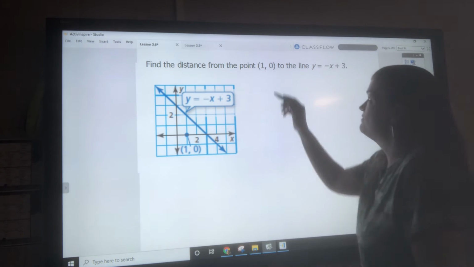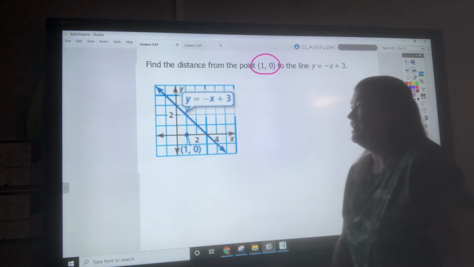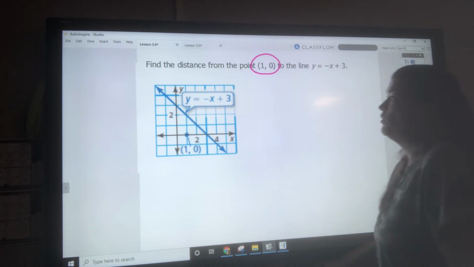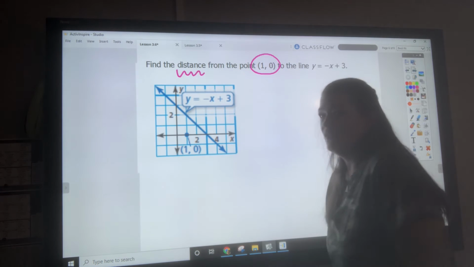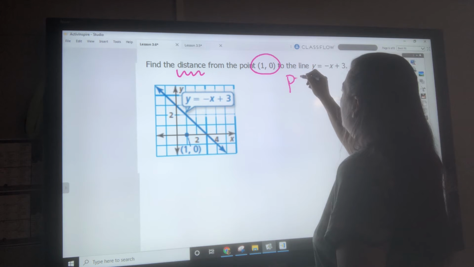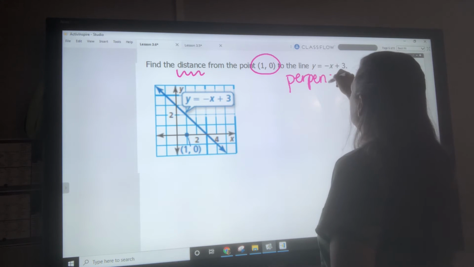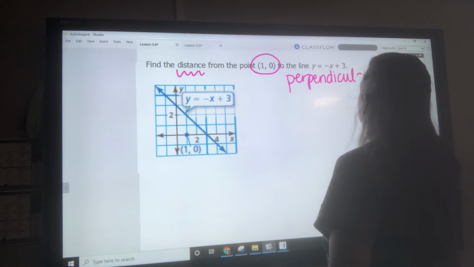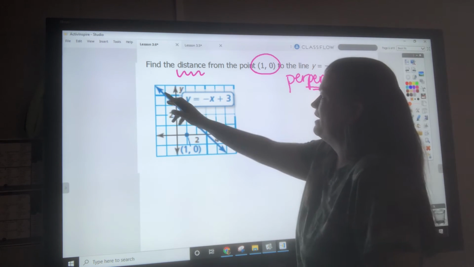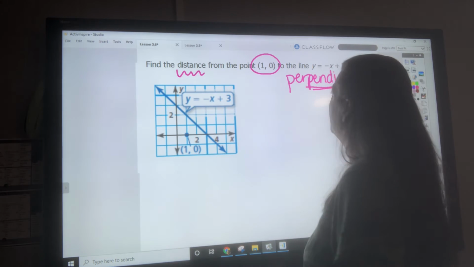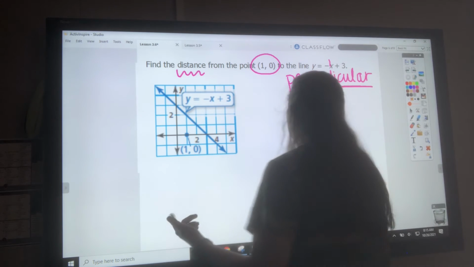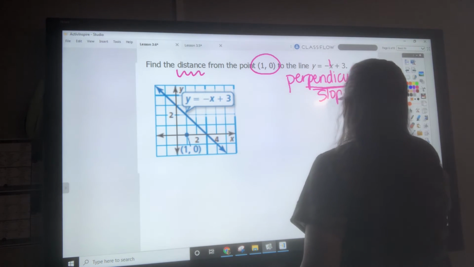Find the distance. Okay, now here's a different type of question. Find the distance from that point to this line. Now the thing is, when we're finding a distance, the distance is along the perpendicular line. So we have to make sure that we know what our slopes are, because we need a perpendicular slope. This slope is -1, right? Because the number in front of x is -1. So my slope is -1. My perpendicular slope would be +1.